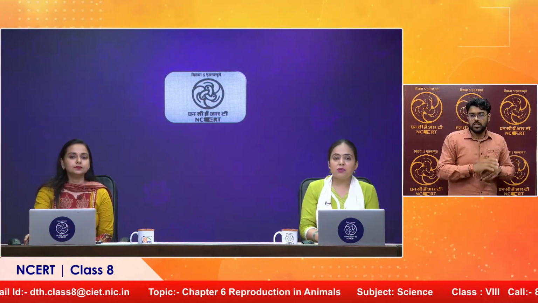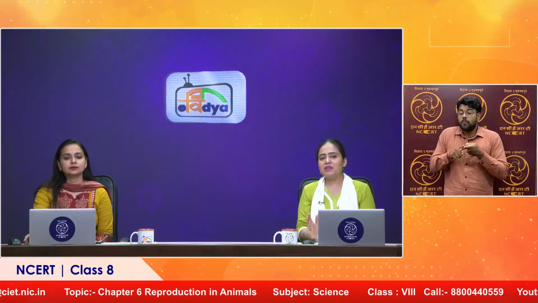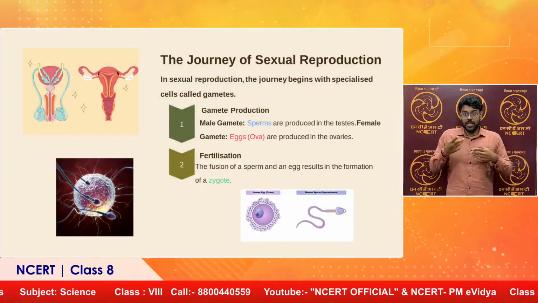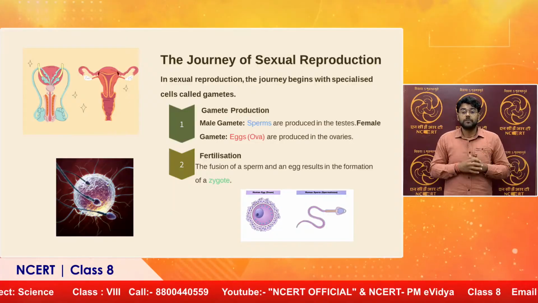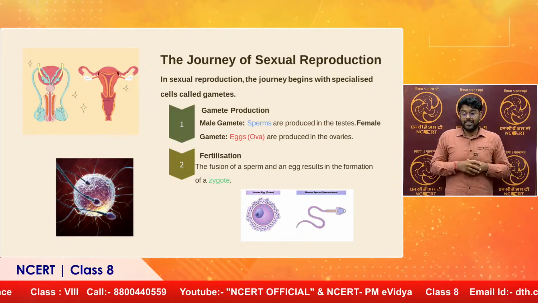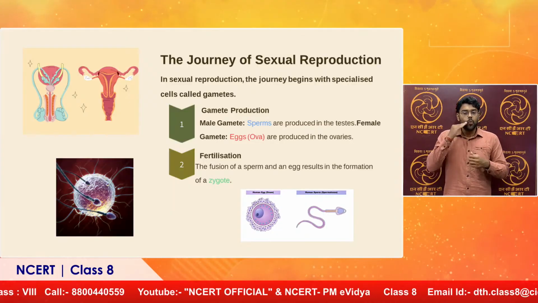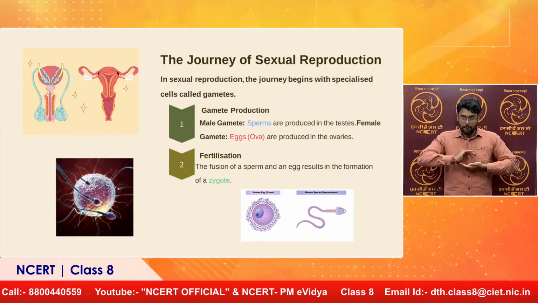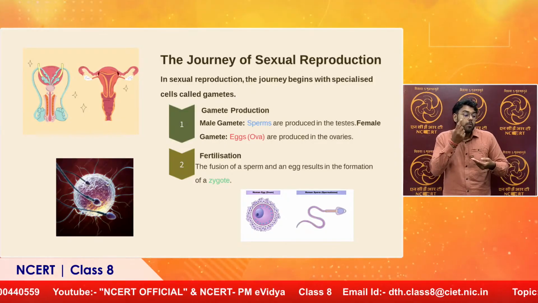If we talk about the journey for the sexual reproduction, how it starts and how it culminates into the offspring, we'll take examples of human beings only, because we are also categorized in the same category as animals. So the whole journey starts from where? It starts from the reproductive system. You see, when the babies are born, they are identified by their gender. It's a male or it's a female.